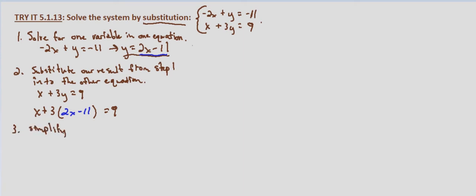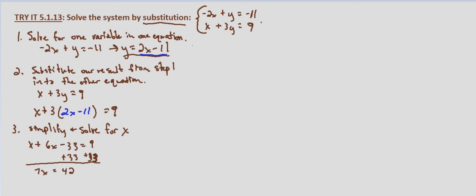And then step 3, simplify and solve, in this case for x, but whatever variable that we solved for and then substituted. So x plus, distribute the 3, we get 6x minus 33 equals 9. Add 33 to both sides and combine like terms, and we get 7x equals 9 plus 33. So 33 plus 9 is 42. Divide both sides by 7, and we get x equals 6.